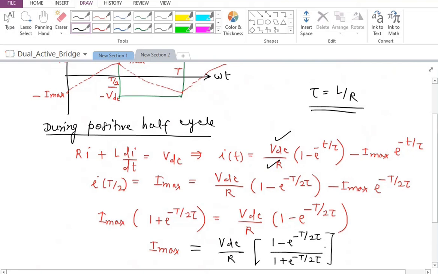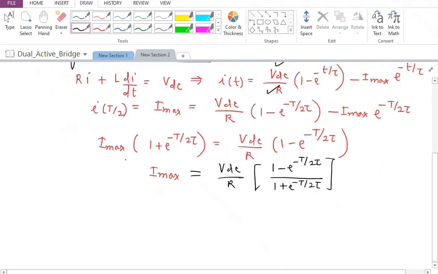So if we have I max and if we have I minimum, we may be able to calculate what is the RMS value. And if we have the RMS value, we should be able to calculate the power. And the power can be calculated as I square times R. So that will be I RMS square times R. That will be able to give you the actual value of power.